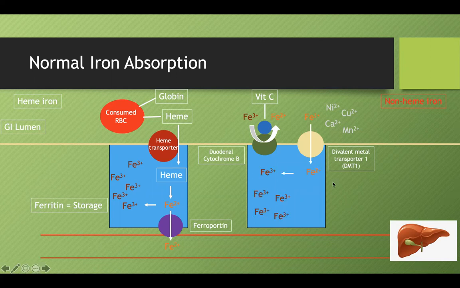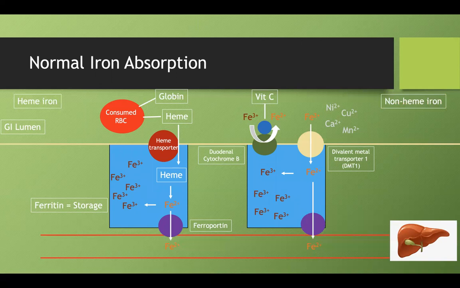And again, once this iron makes it into the enterocyte and it's in this ferrous form, it can do the same two steps that we saw for this heme iron. It can either be stored in the enterocyte in the ferric form, or it can use that same ferroportin enzyme to be released into the bloodstream.